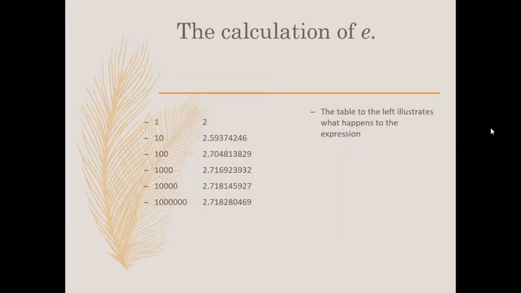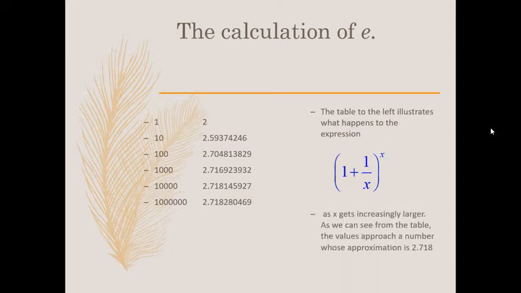The calculation of e. The table to the left illustrates what happens to the expression (1 + 1/x)^x. Notice that 1/x has a similar look to compound interest of r over n. As x gets increasingly larger, as we can see from the table, the value approaches a number whose approximation is 2.718.